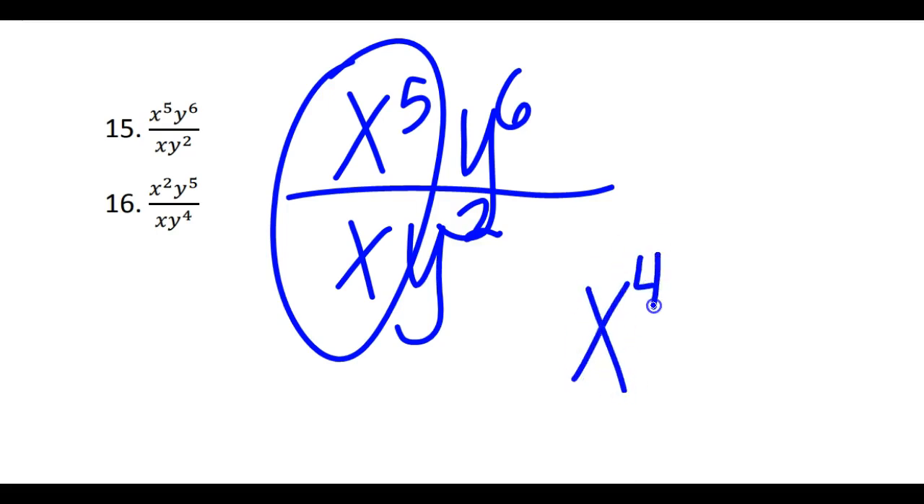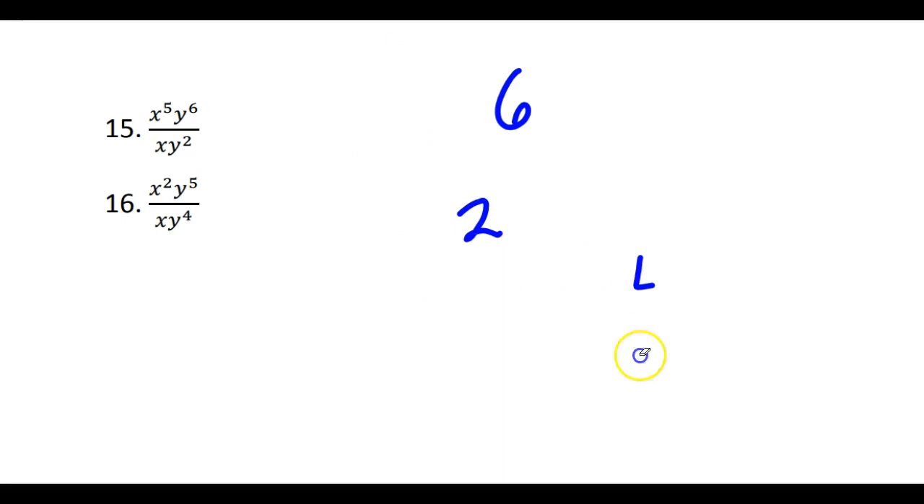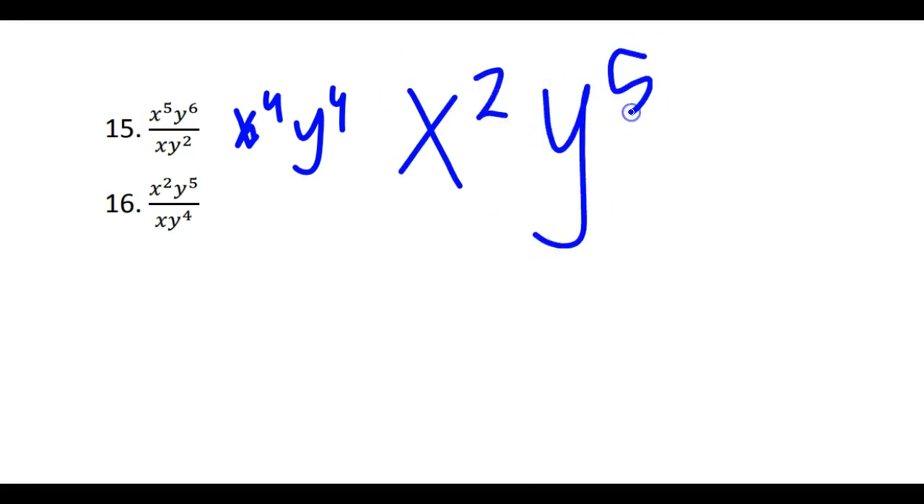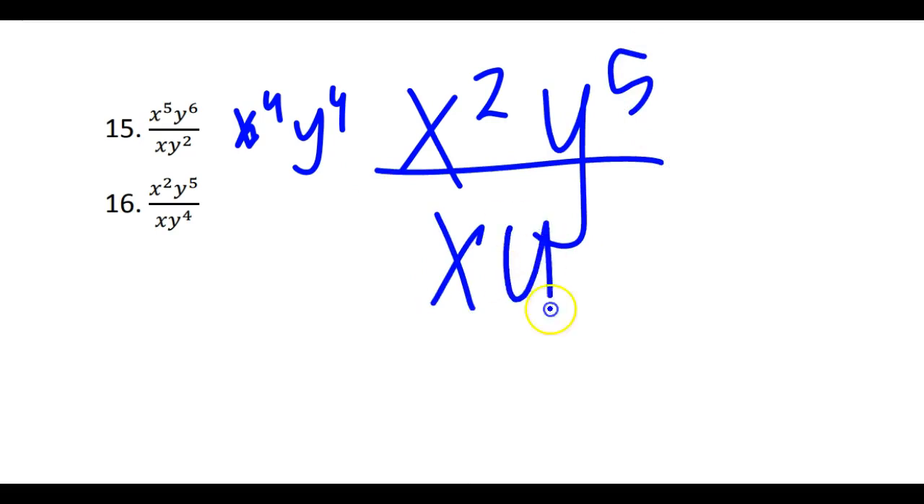Very good. And then what about y to the sixth power over y to the second power? Y to the fourth power. Very good. So we'd have x to the fourth power, y to the fourth power, right? Okay. And let's look at number 16. We have x to the second power times y to the fifth power over xy to the fourth power, right?